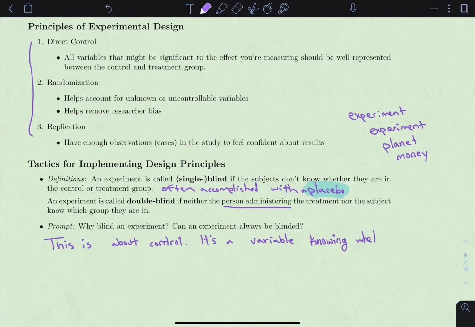So if you can control so that everybody doesn't know, then it can never become a lurking variable, because everybody experiences that in the same way. It won't have an effect. And you want that for both the participants and for the administrators, because if you are someone delivering a new drug and you know that you're giving a fake treatment, that might subtly change your behavior, which could then alert the subject of the study, whether or not they're getting the treatment or not. So it's about control.